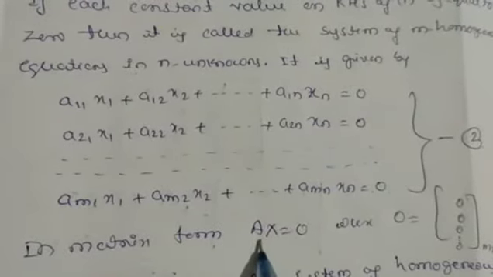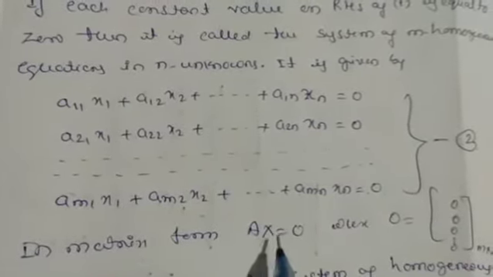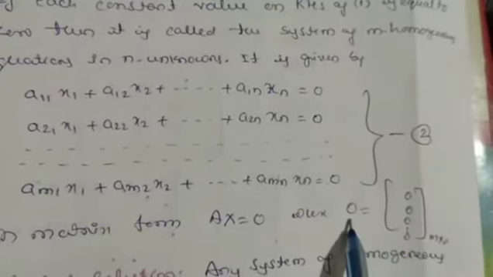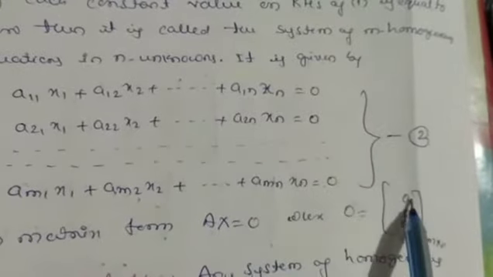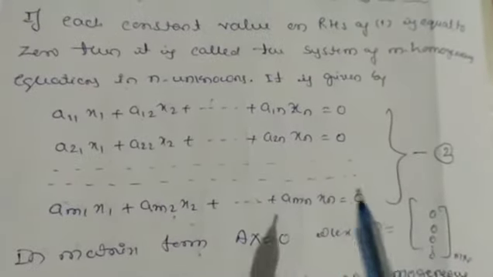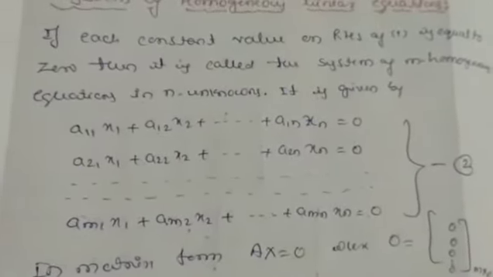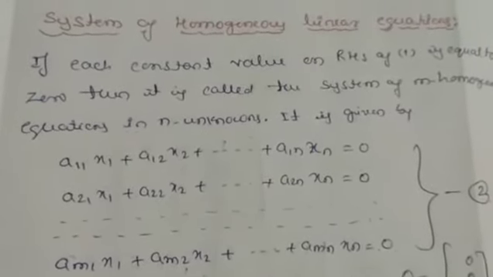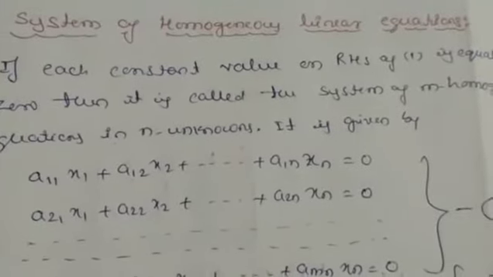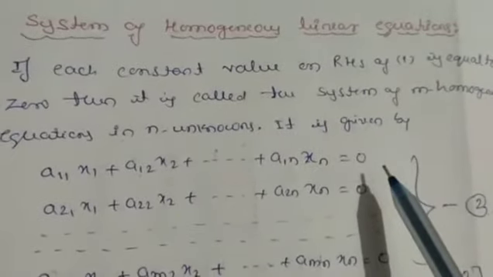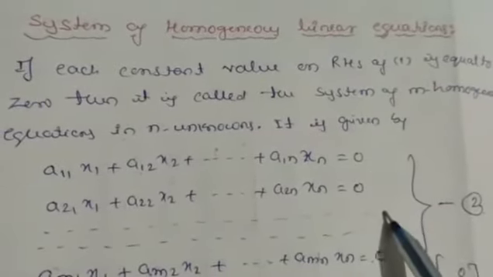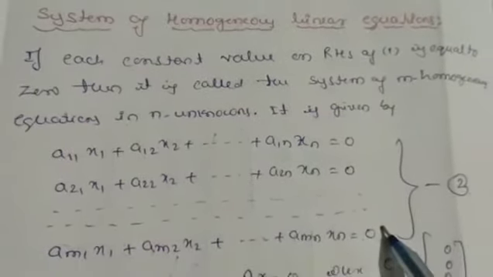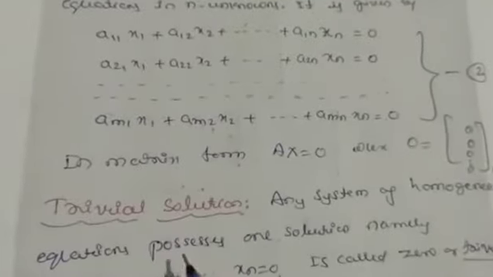A is again the same coefficient matrix as you had in the previous case. X is the matrix of unknowns and O is the null matrix. That is, here the RHS are all equal to 0. So that is the difference between homogeneous and non-homogeneous equations. What we have studied previously was the non-homogeneous equation. Homogeneous equation means if the system of equations has all RHS equal to 0, then we can say it is a homogeneous system of equations.